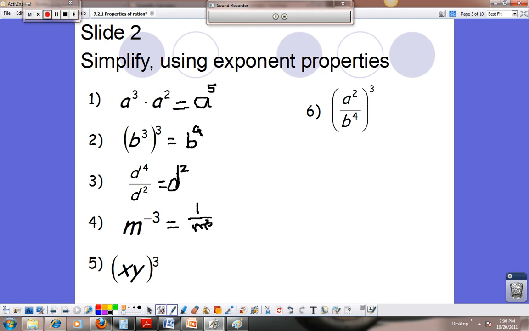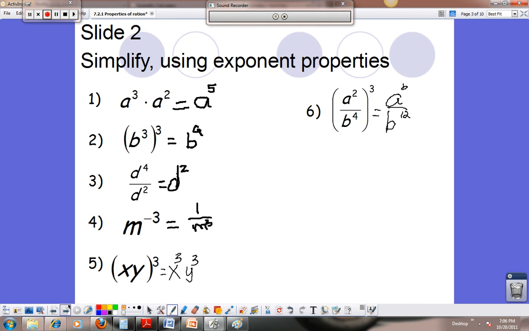So remember, whenever we have a power to a product, this is the one we kind of call the distributive property of powers. So we're going to take x to the 3rd, and we're going to take y to the 3rd. All right, and the last one, number 6. Anytime you have a power raised to another power, you're just going to multiply them. So this is going to stay a to the 2 times 3, which is 6, and 4 times 3 is 12. So b to the 12th.